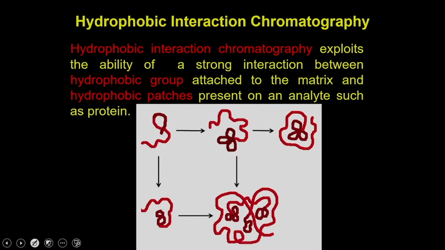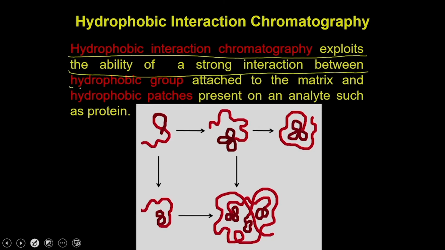Now, what is the basic principle of hydrophobic chromatography? Hydrophobic interaction chromatography exploits the strong interaction between the hydrophobic groups attached to the matrix and the hydrophobic patches present on the analyte, such as the protein.